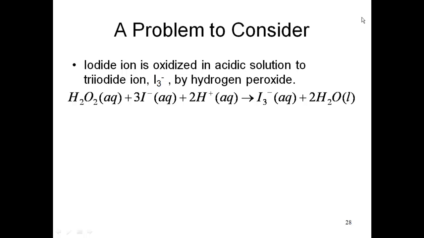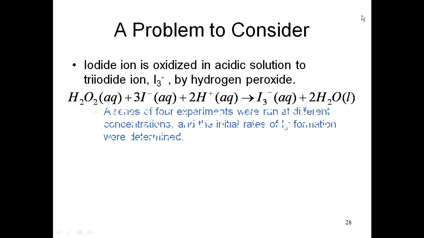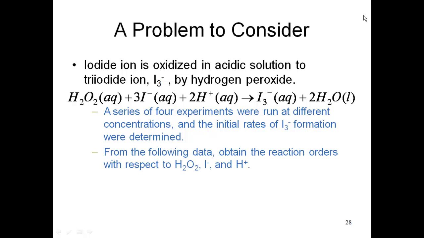So we got another example. Iodine ion is oxidized in acidic solution to triiodine I3 minus by hydrogen peroxide. A series of 4 experiments were run at different concentrations and initial rates of I3 formation was determined. So we determined the rate of I3 formation and we varied the concentrations of the species, holding some constant and changing other ones. From the following data on the next slide, I want to obtain the reaction orders with respect to the hydrogen peroxide, the iodine ion, and the hydrogen ion.